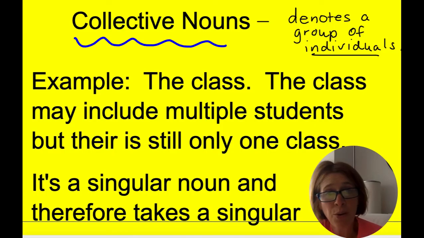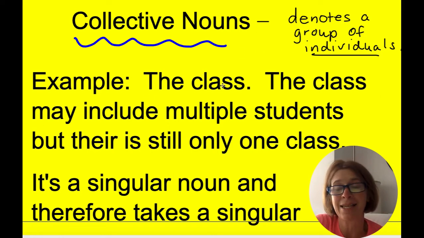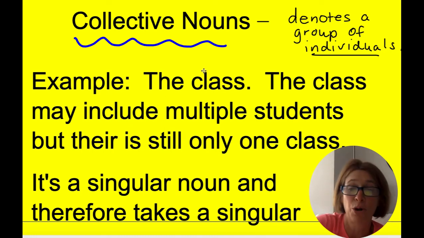All right, and then the other one that can get tricky is a collective noun. A collective noun denotes a group of individuals. So, for example, I might be talking about the class. The class may include multiple students, but there's still only one class. It's a singular noun, and therefore it takes a singular pronoun, okay?